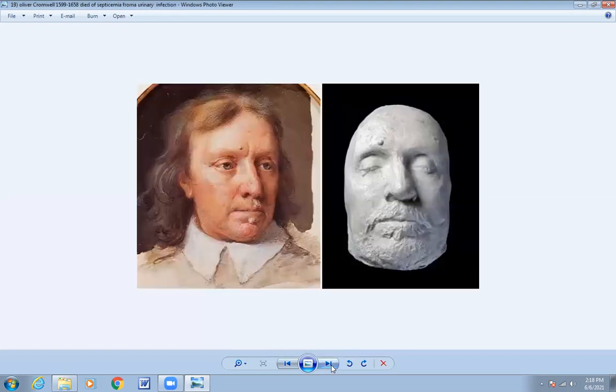This one is from Oliver Cromwell, born 1599, died in 1658. He was an English general and a statesman. He died of septicemia from a urinary tract infection.